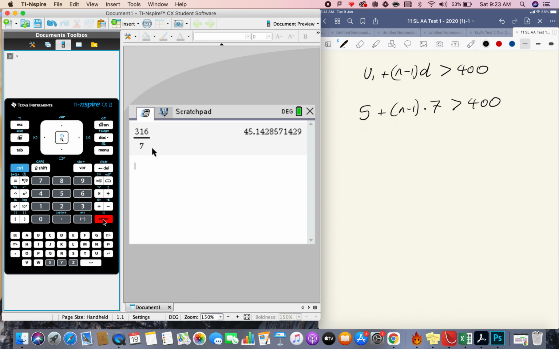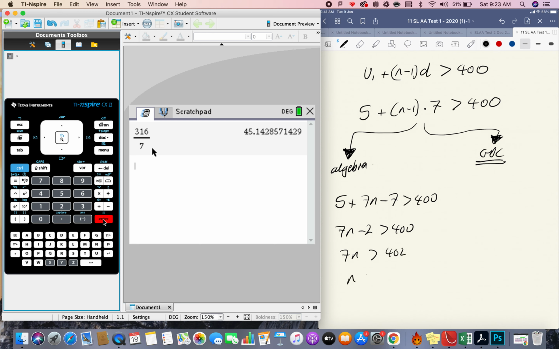Now, because this is just a linear inequality to solve, it's probably not worth going to the calculator for this. But I want to show you this in both ways, because when it's a sum, the summation turns into a quadratic, and it might be worth switching to a calculator technique. So let's do both ways, and you can compare and contrast each time. So if we count the algebra one, this is just 5 plus 7n minus 7 greater than 400. 7n minus 2 greater than 400, 7n greater than 402, therefore n greater than 402 over 7.